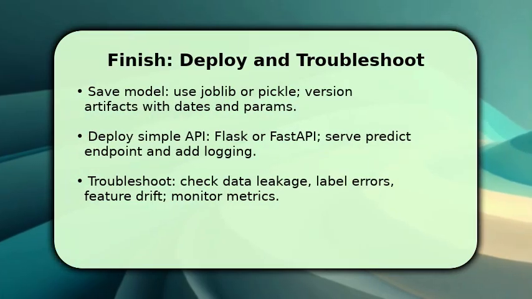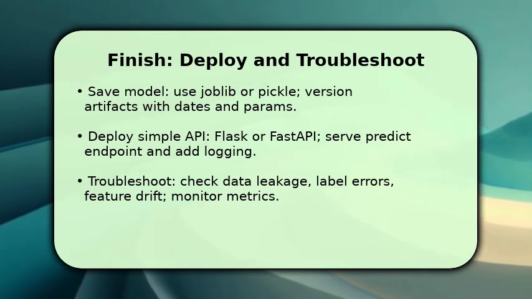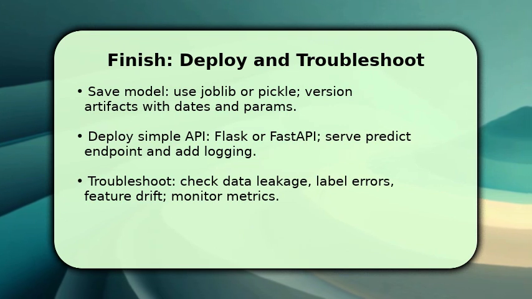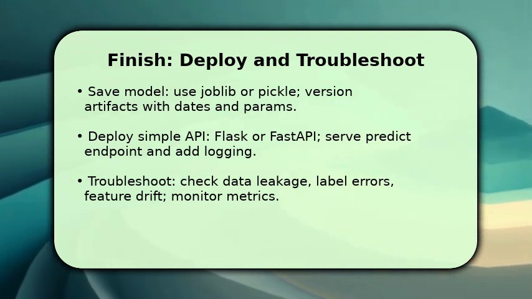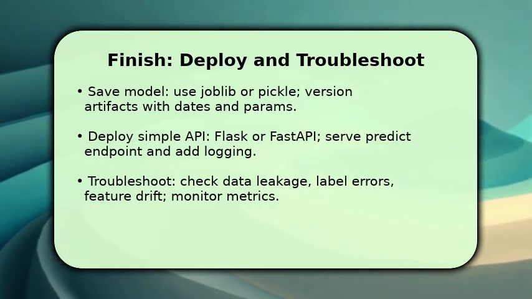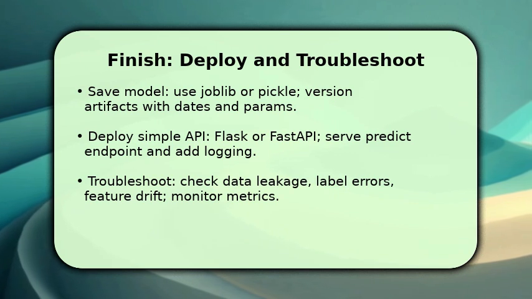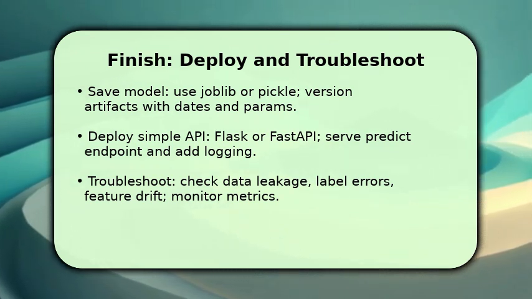To finish, wrap your trained model into a reproducible artifact and deploy it. You should save the pipeline with joblib including preprocessing steps, then create a small FastAPI or Flask endpoint to serve predictions. Include input validation and logging. Once live, monitor key metrics for drift and collect new labeled examples for retraining.